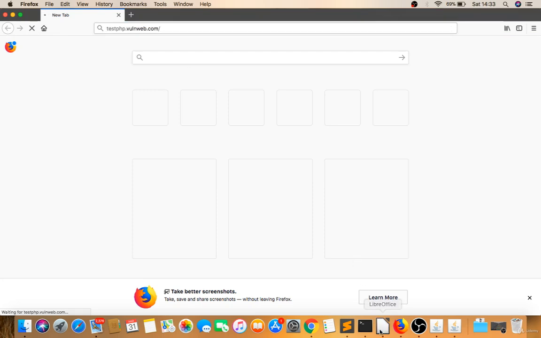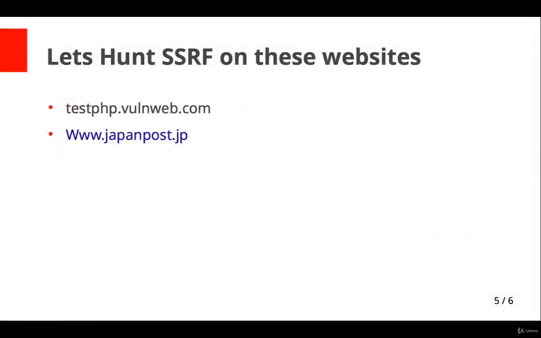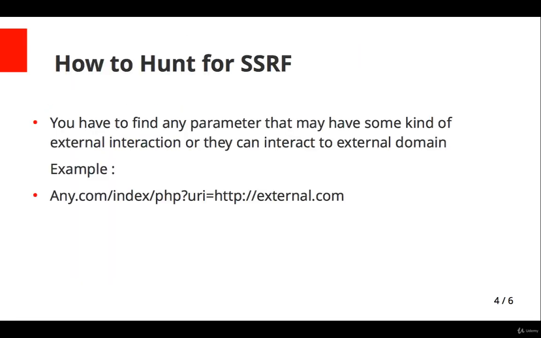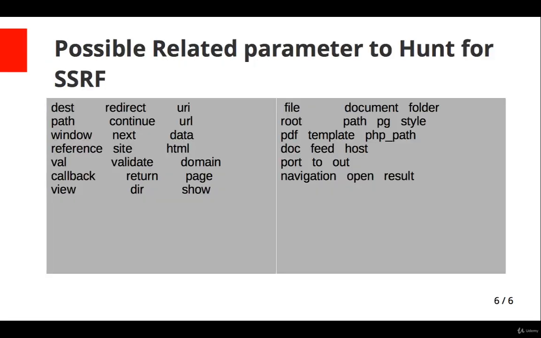Basically, for SSRF you have to look for any parameter that may have some kind of external interaction, or can interact with an external domain. These are the possible parameters to hunt for SSRF, like dest equal to, redirect equal to, URI equal to, file equal to, document equal to, folder equal to. To find these parameters, I have to spider the host.